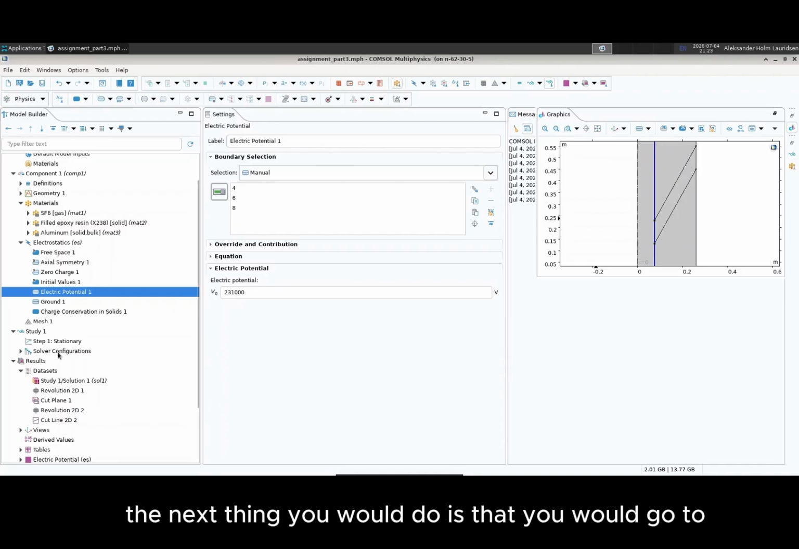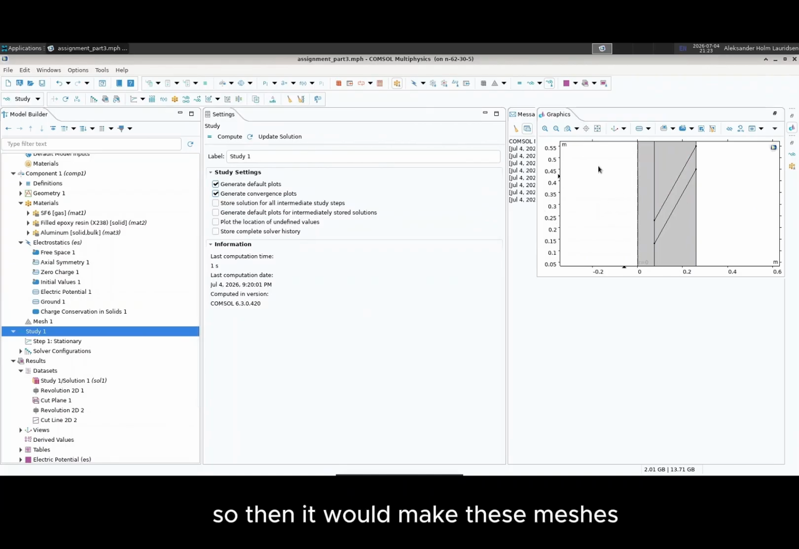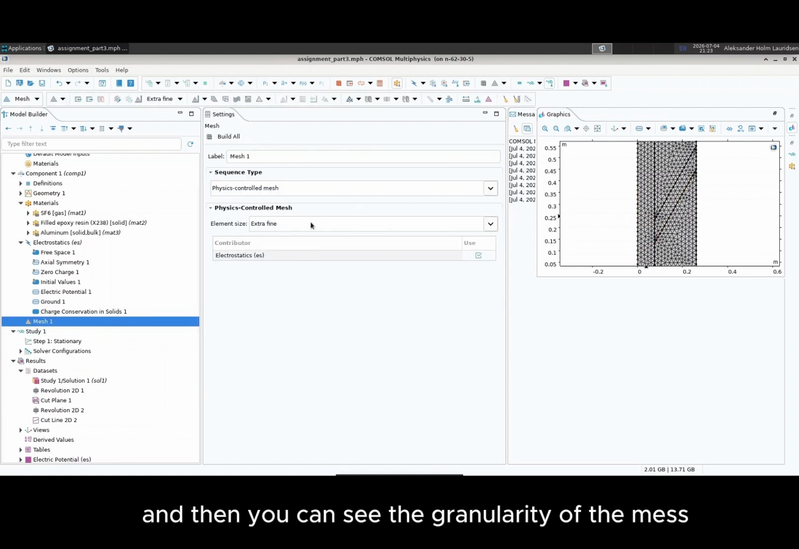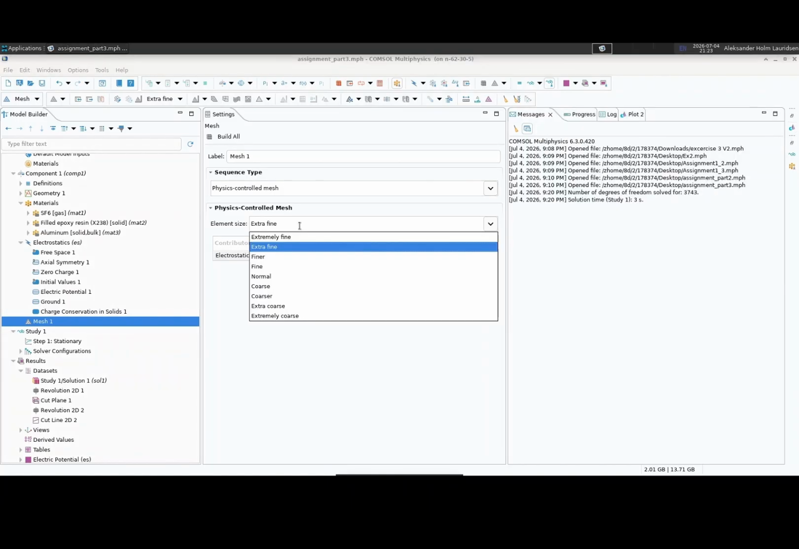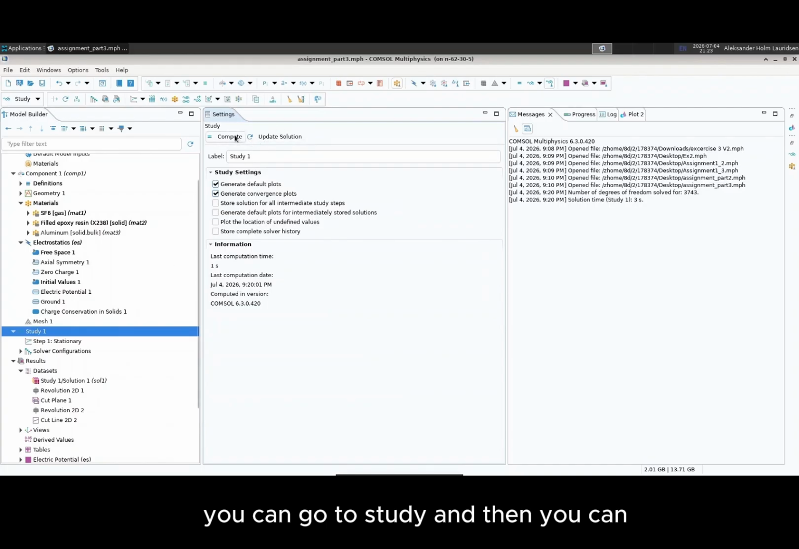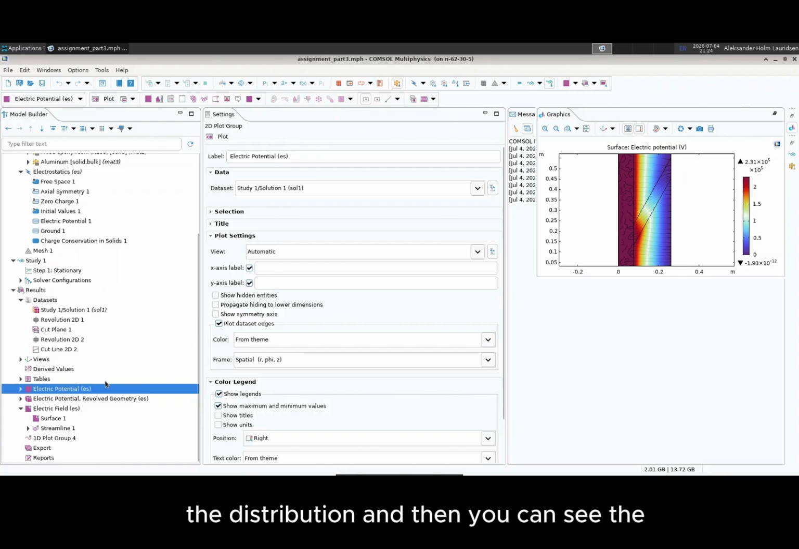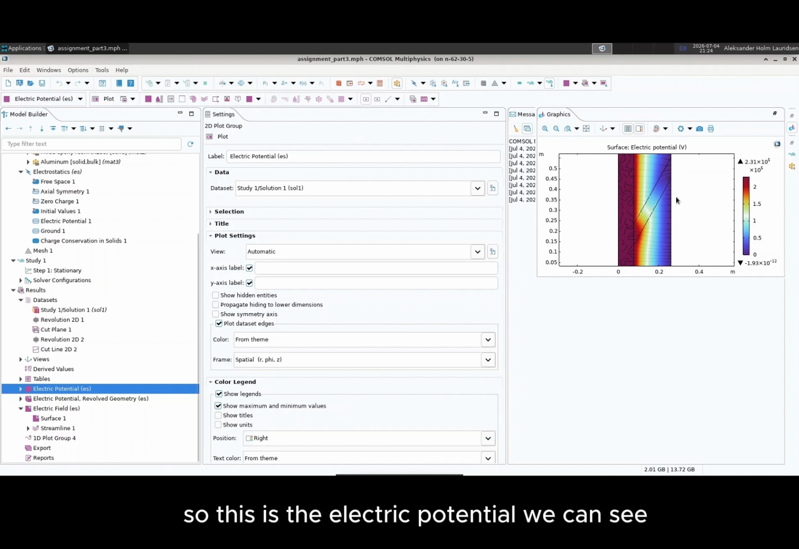The next thing you would do is go to study and then run the simulation, where it computes. So it makes these meshes and computes the actual solution. You can see the mesh here, and then you can see the granularity of the mesh. I've chosen extra fine, and you can go even finer, extremely fine, then it would be even more detailed. After you have chosen the mesh size, you can go to study and update the solution. Then it computes the distribution, and you can see the actual electric field and how it's distributed in here. So this is the electric potential we can see.